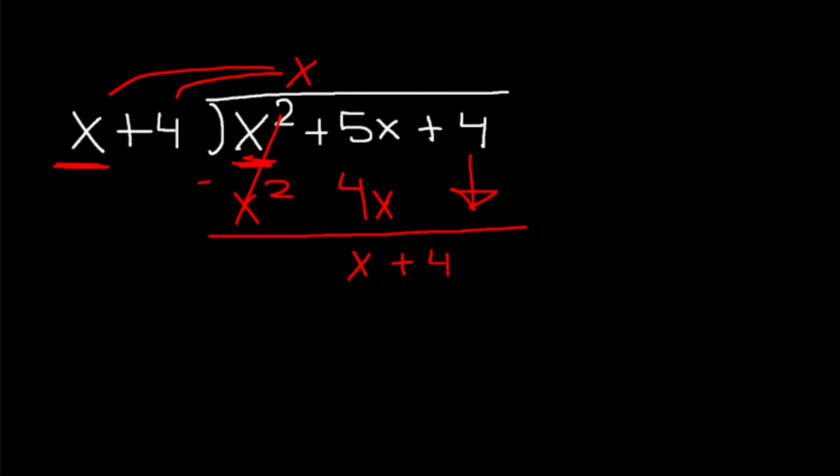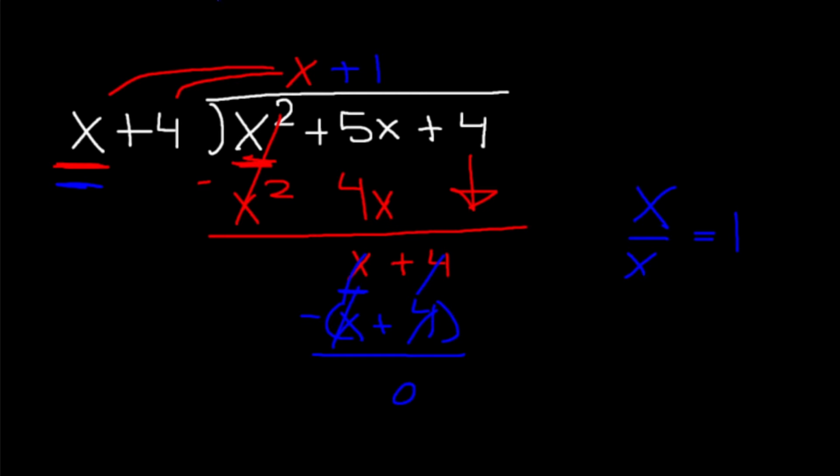And now you're going to ask yourself the same question. You're going to look at the leading terms of both polynomials. So you have x to the power of 1 and x to the power of 1. You're going to see how many times does x go into x. x divided by x is going to give you 1. So this is going to give you 1, and 1 times x is going to give you x. 1 times 4 is going to give you 4, and once you subtract these two, x minus x cancels, and 4 minus 4 cancels. You have a remainder of 0. So the answer for x squared plus 5x plus 4 divided by x plus 4 is x plus 1.